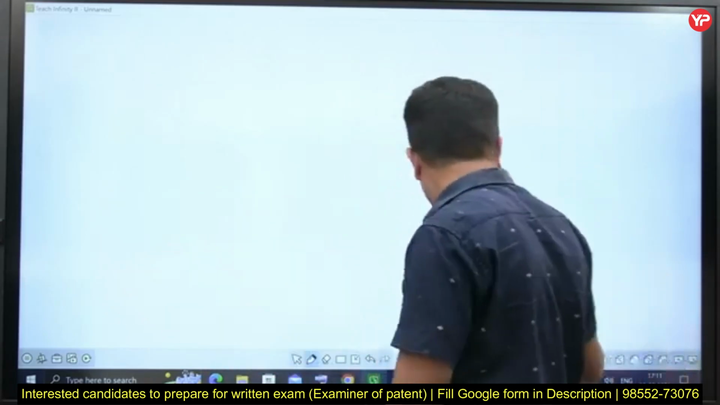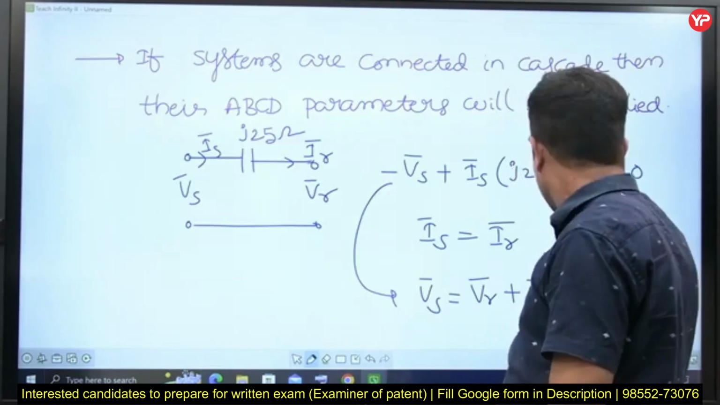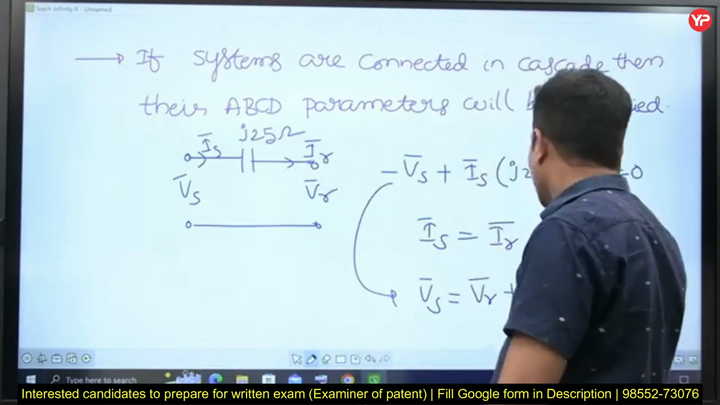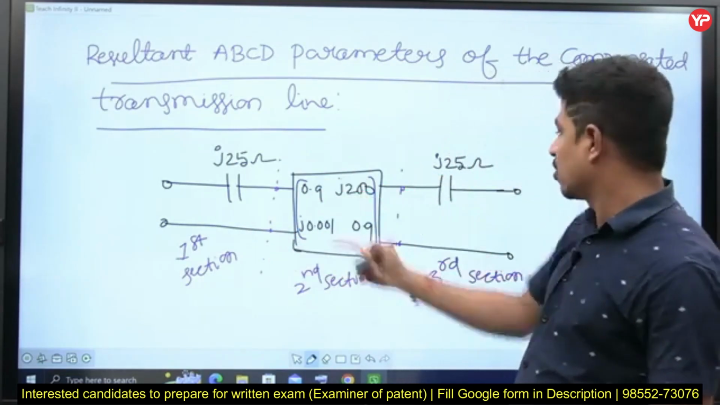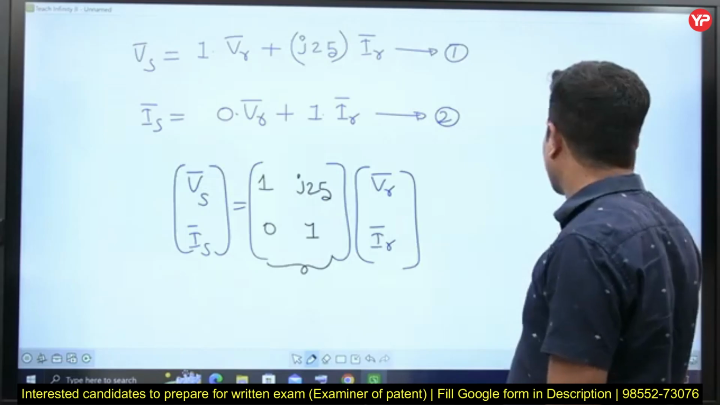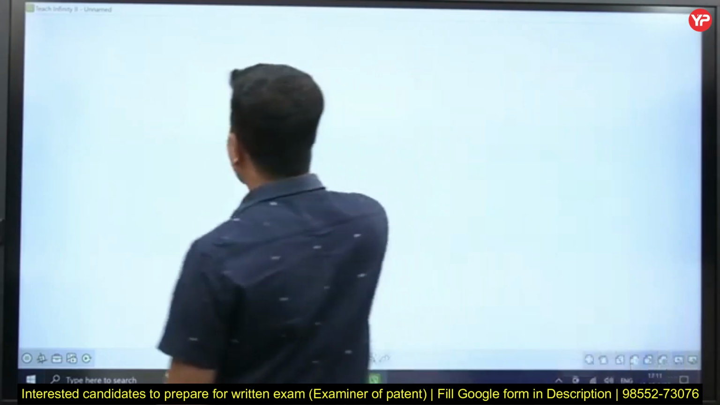Third section is similar to the first section, na? Yes. The third section is the same as the first section. You see, this is also J25, that is also J25. Now I am getting the overall ABCD parameters.